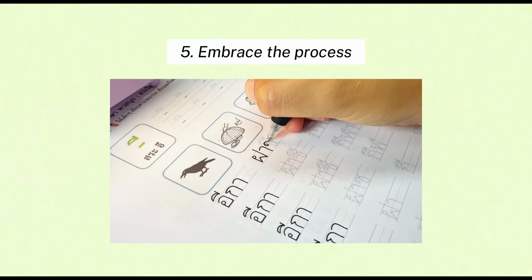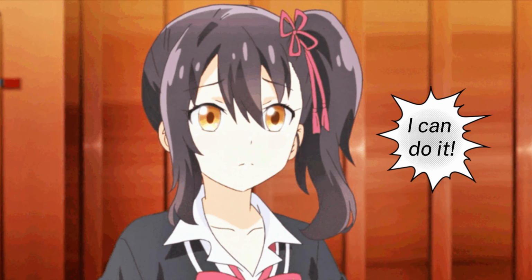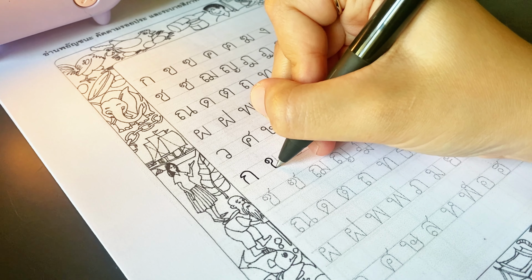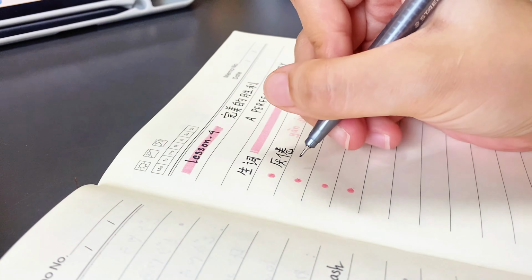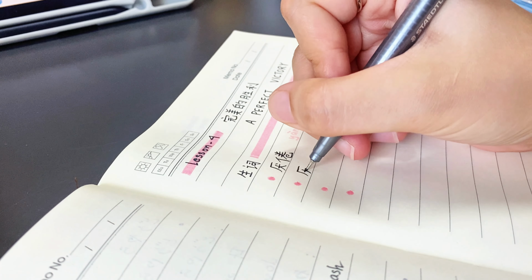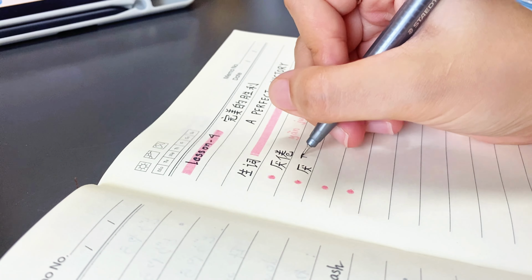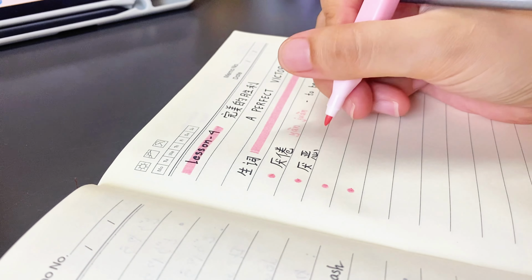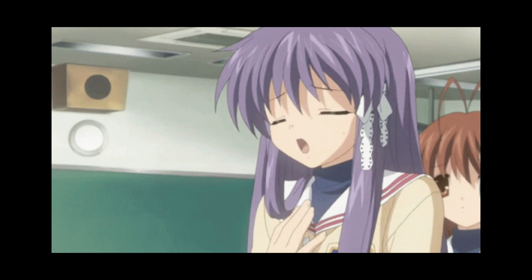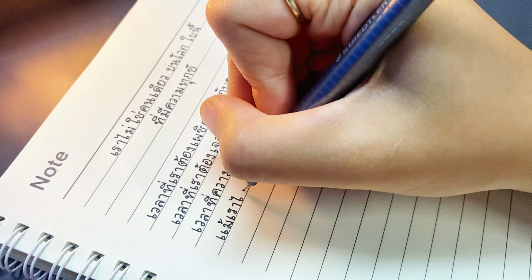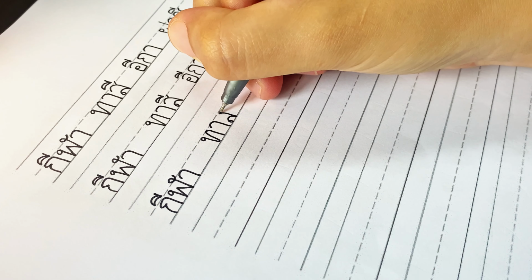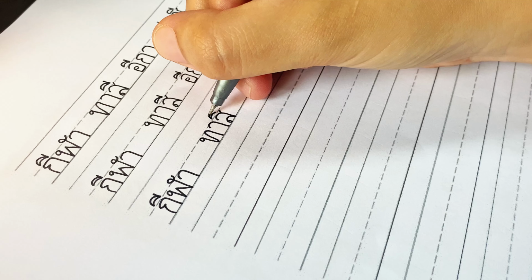The next tip is embrace the process. Adopting an "I can do it" mindset is essential when practicing language handwriting. Trust in your ability to improve and remind yourself that progress is possible with consistent effort. Embrace the learning process with patience, knowing that every stroke brings you closer to mastering the characters. Take a few deep breaths before beginning and remind yourself that the goal is quality, not speed. Focus on each stroke, maintaining a steady pace and mindfulness with every character.